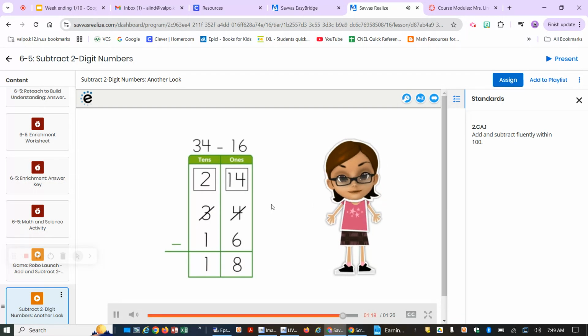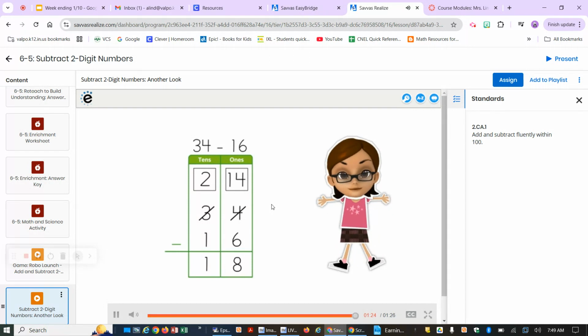Yay! We did it again! Another subtraction problem, solved by a great team.